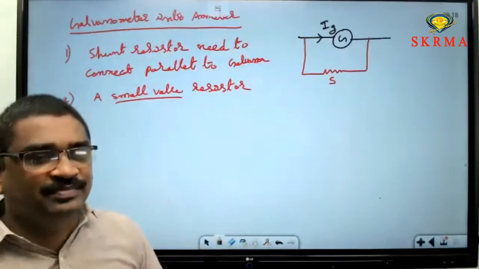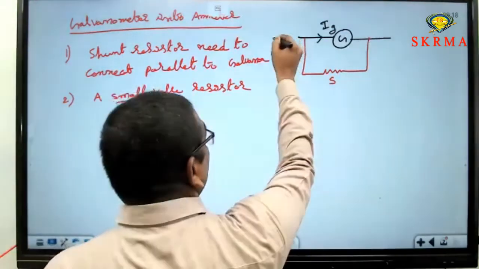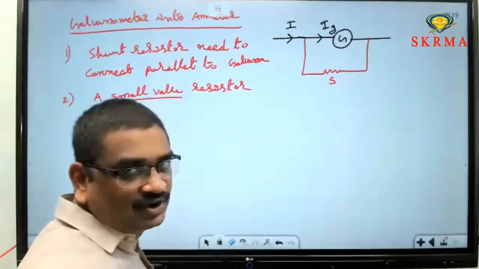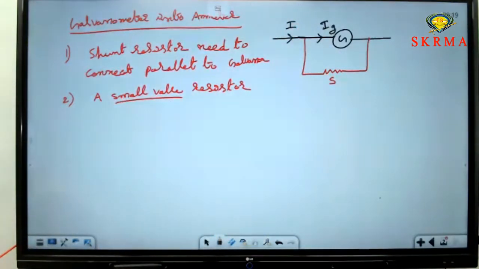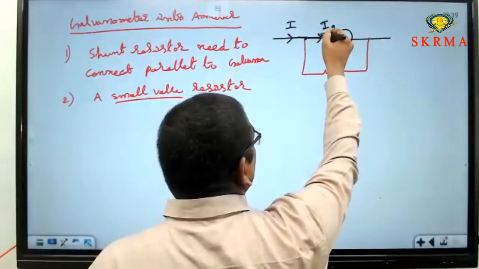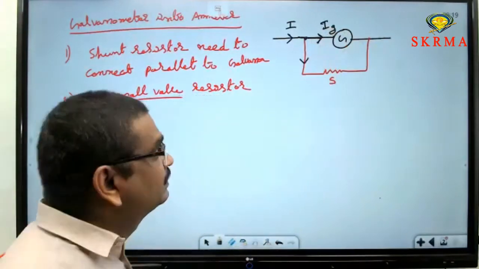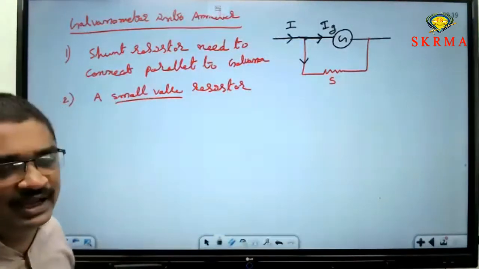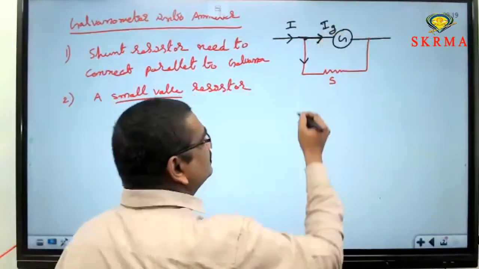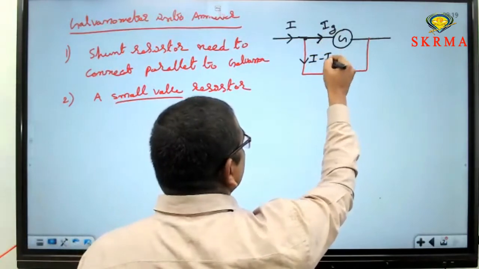Now, coming to the equation part. Assume that a total current I is entering into the circuit. From here a current Ig is passing through the galvanometer. Here I is entering into the junction, and Ig is leaving the junction. What is the remaining current? It should be I minus Ig.